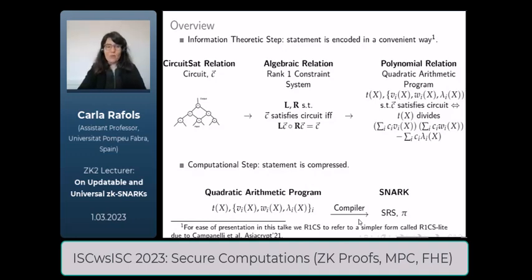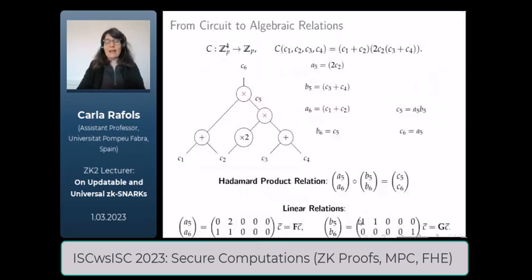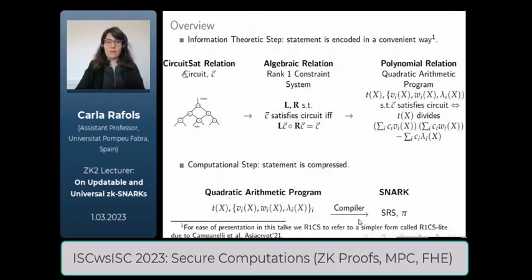The goal was, but I think what I aim to transmit is the main techniques behind these constructions. Okay, so what I wanted to show you is how to make a circuit, and first I want to concentrate on this step. Let's say you have a circuit and you want to build an algebraic relation.